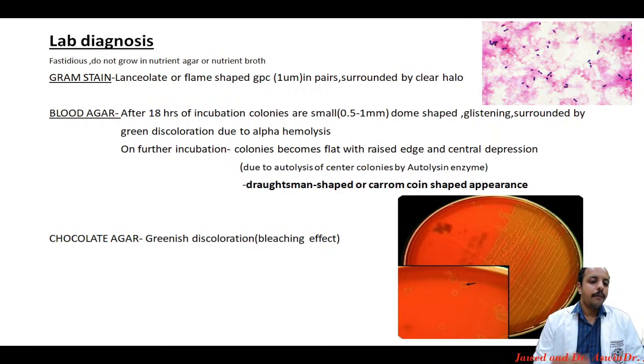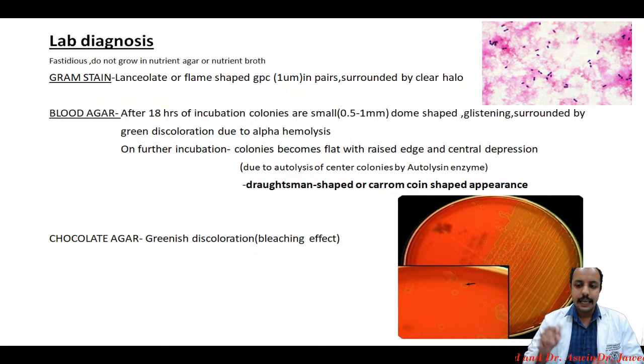In the blood agar, after 18 hours of incubation, the colonies are small, that is 0.5 to 1 millimeter, dome-shaped, glistening, surrounded by greenish discoloration due to alpha hemolysis. On further incubation, the colonies become flat with a raised edge and a central depression. It is due to the autolysis of the central colonies by the autolysin enzyme. Hence, we get a double ring arrangement, that is draughtsman-shaped arrangement or carom coin-shaped appearance when we are looking from above. And in the chocolate agar, they produce a greenish discoloration due to a bleaching effect.